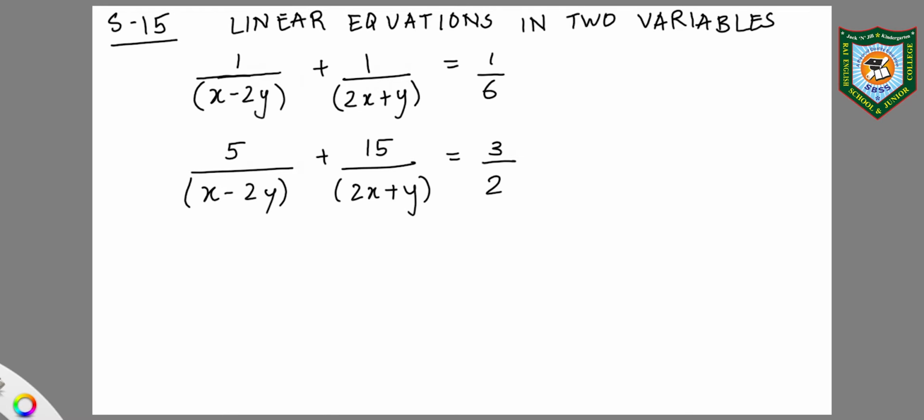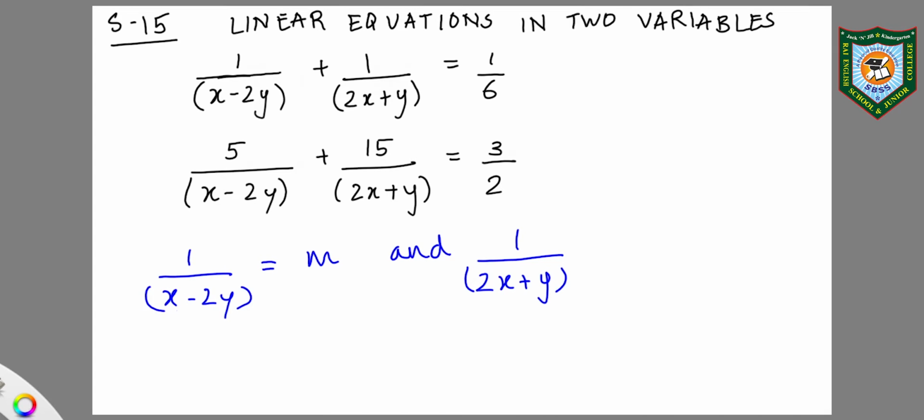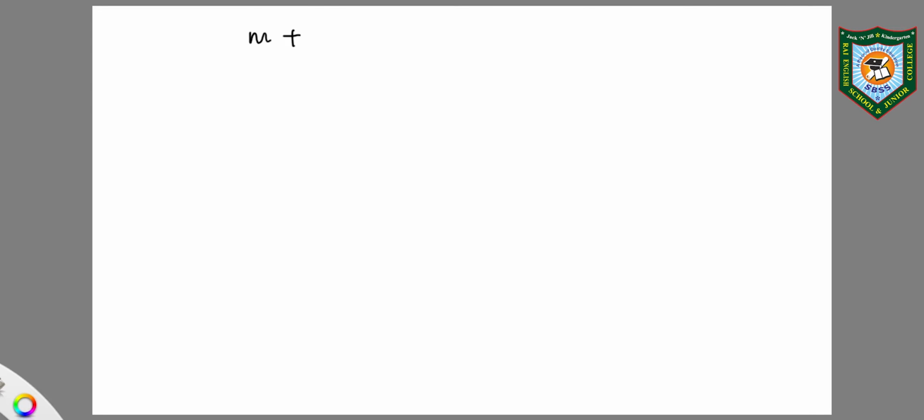The first step, as usual, is to replace the expressions by some unknown variables outside of x and y in order to get a linear equation. So I'll be replacing 1 upon x minus 2y as m and 1 upon 2x plus y as n. So this implies I have m plus n is equal to 1 by 6 in the first equation, which when I solve further gives me 6m plus 6n is equal to 1.